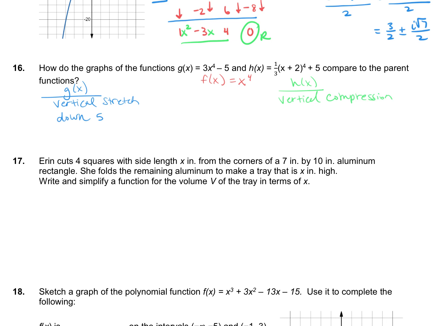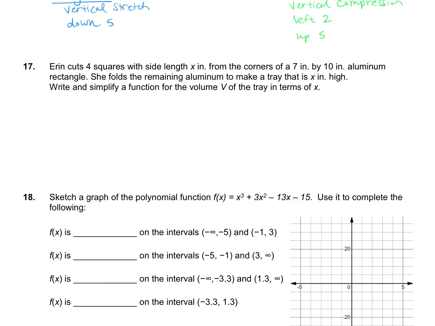Okay, then we notice that instead of an x to the fourth, it's an x plus 2 to the fourth. So when we add or subtract numbers in with your x, that is a horizontal shift. Tricky x, if it says x plus 2, that means you will move to the left 2 units. And then this plus 5 on the end is your vertical shift. We are going to go up 5 units. And that's how that compares to your parent function.